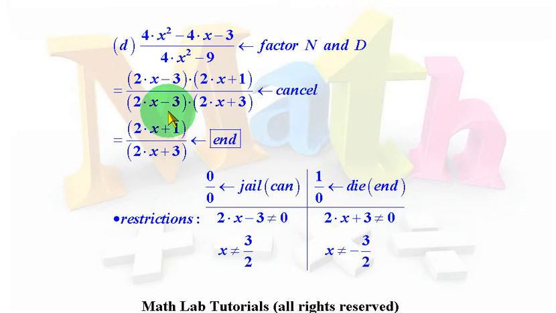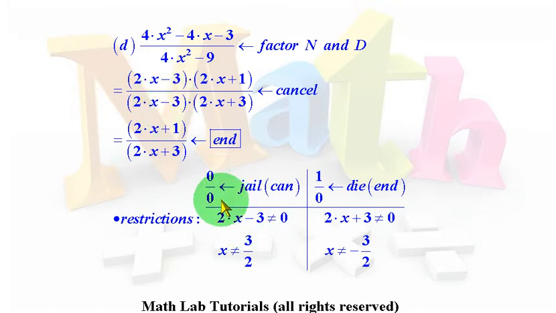And now look for cancellations. And if we look for cancellations, 2x minus 3 cancels out with 2x minus 3. And we get a 2x plus 1 all over 2x plus 3 as the reduced form. And beware of the cancellation. Now we have to impose the restrictions.